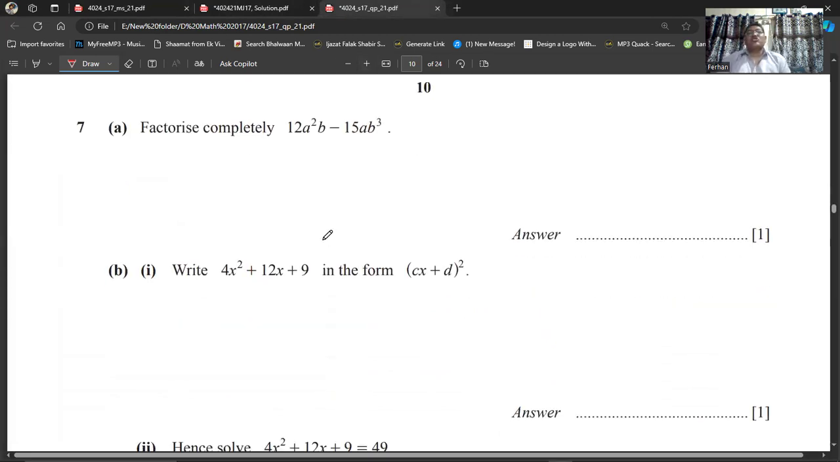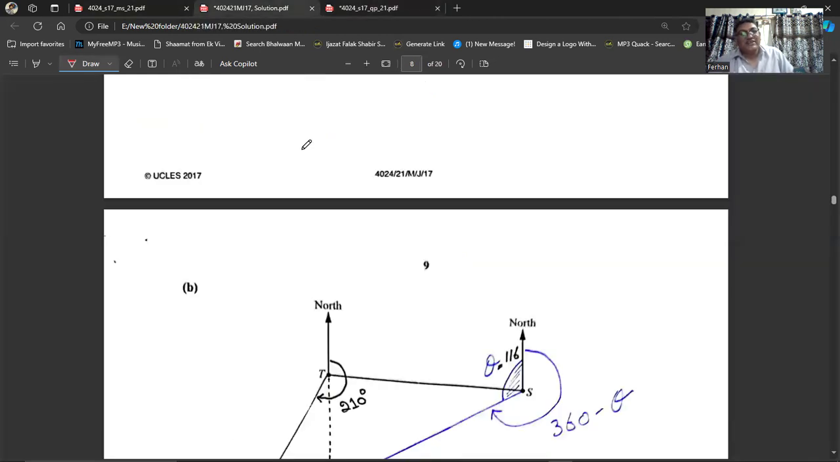So here we have question number 7. It's A part. It says factorize completely. 12a square b minus 15abq. We have to factorize. So what is common between them? The common between them is 3 and a and b. Just take them common and it will be automatically factorized.